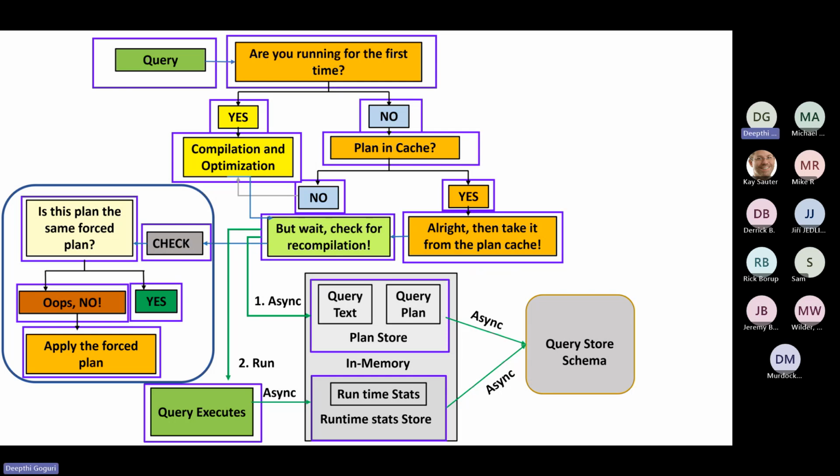And once the data is collected in the memory in these stores, every 15 minutes by default, there will be a flush interval. During this flush interval, all the data that has been collected in the memory will be flushed out to the query store schema. So where is this query store schema present? On the database where you enable the query store, it will save that data in the same primary data file of the database in the system tables. And you can query the query store schema by using the system views within the database itself.